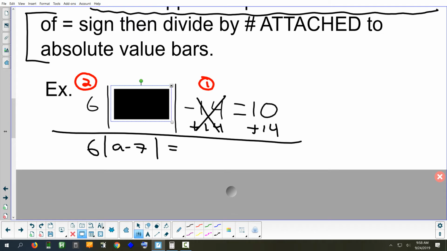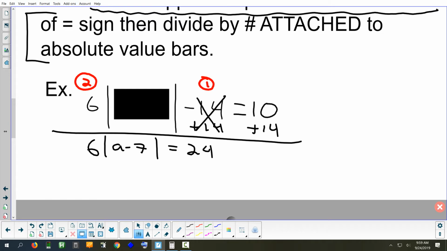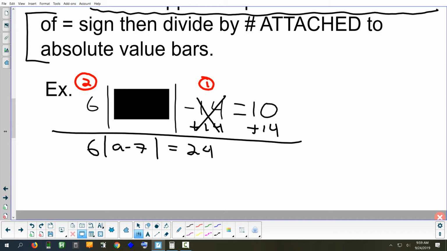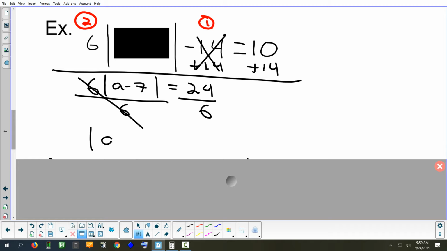And what's 10 plus 14? 24. 24, good. Okay, so now we got rid of one of the things we didn't want. What's the other thing that I don't want? This is I don't want the 6, okay? So how do I get rid of the number that's attached? And this is what we did in the first part. Divide. Yep, by 6. Divide by 6, that's gone. Now you've done exactly what you wanted to do. A minus 7 in the bars is all by itself on the left.